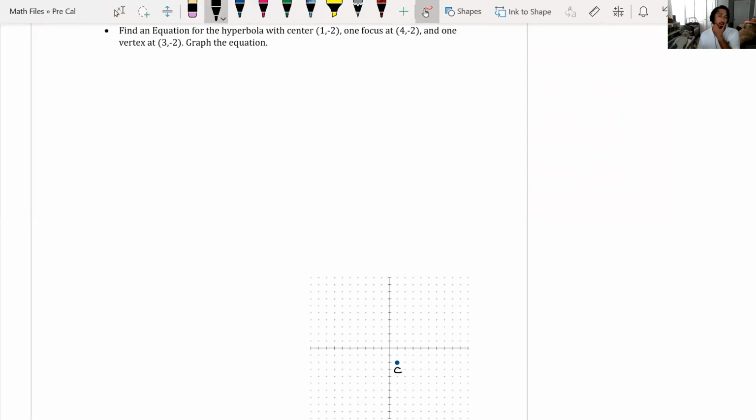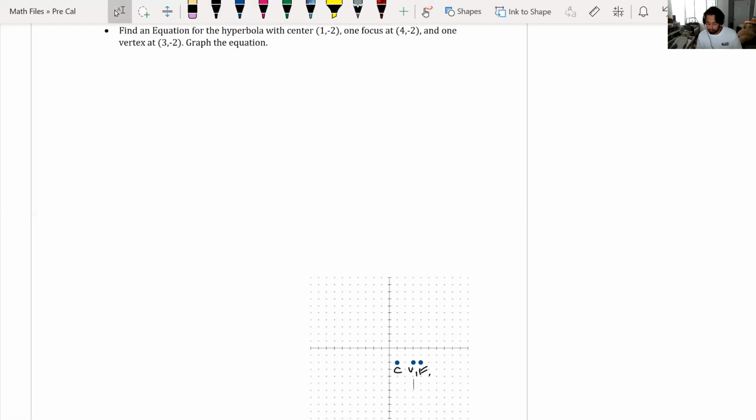There we go. And then I'm going to plot my focus at (4, -2). 1, 2, 3, 4, -2. There's my first focus. And then I will plot my vertex at (3, -2). 1, 2, 3, 3, -2. And there's vertex 1.